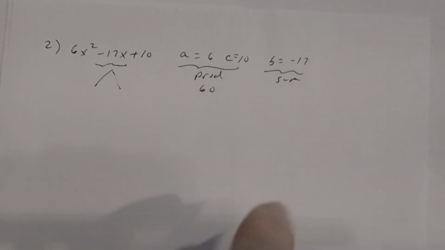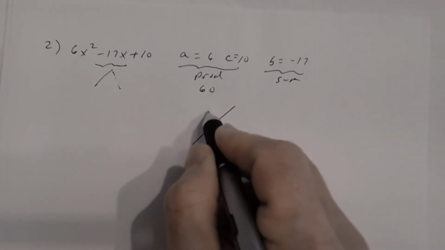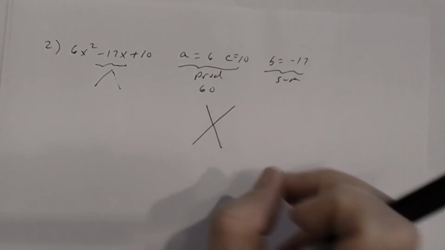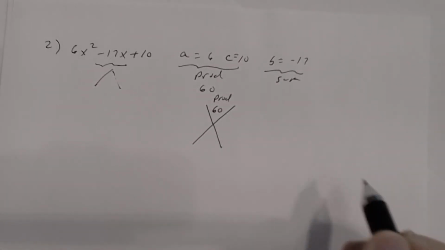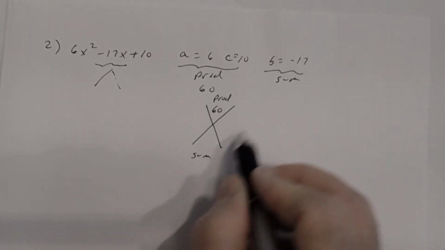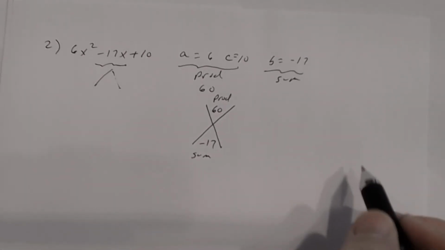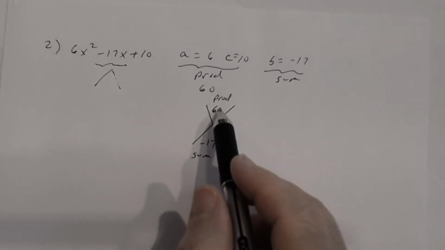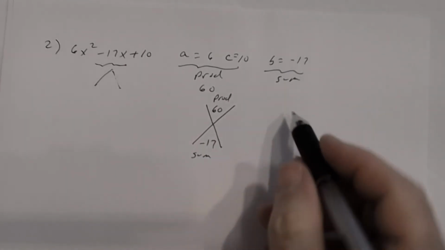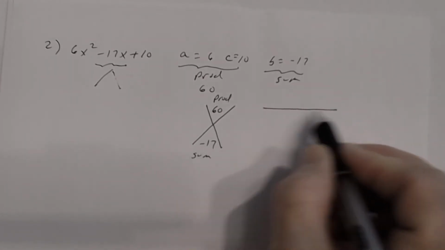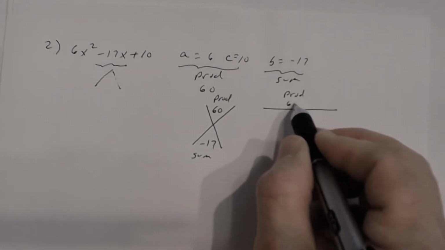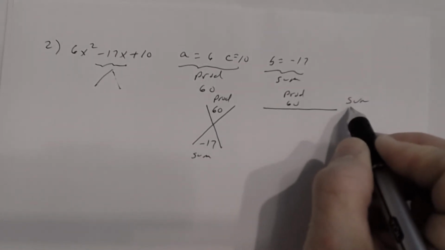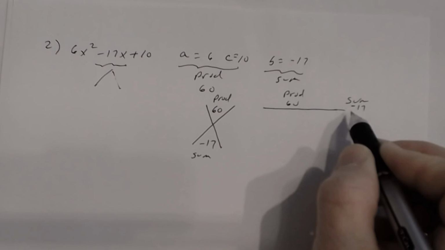So you're going to use the X and use the table. So you want to find 2 numbers whose product is 60 and whose sum is negative 17. So 2 numbers whose product is 60, and that's a positive 60, and whose sum is negative 17. Then we're going to go off to the side. We're going to figure out what those 2 are. So you want the product to be 60, and you want the sum to be negative 17. Okay?